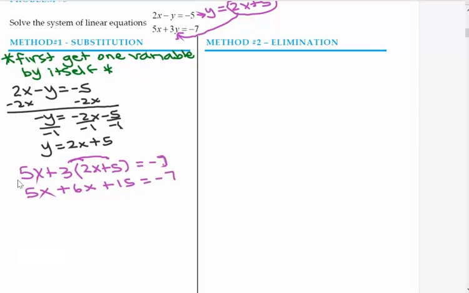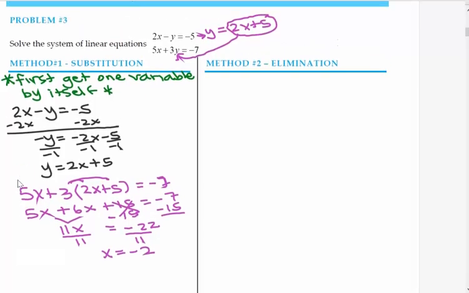That 7 looks really weird there. Okay, and so now I've got to get my like terms together, right? So here I get 11x, and I can also at the same time subtract that 15 over. All right, and negative 7 minus 15 is negative 22. And then the last step is to divide by 11, and then I get x equals negative 2.